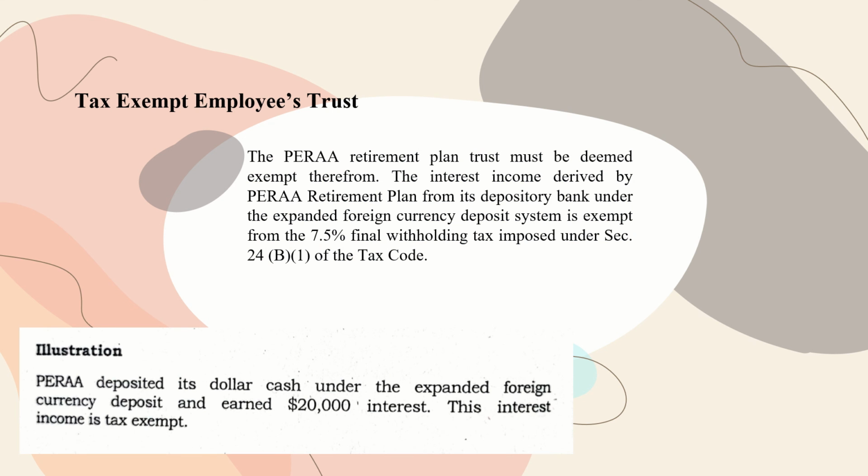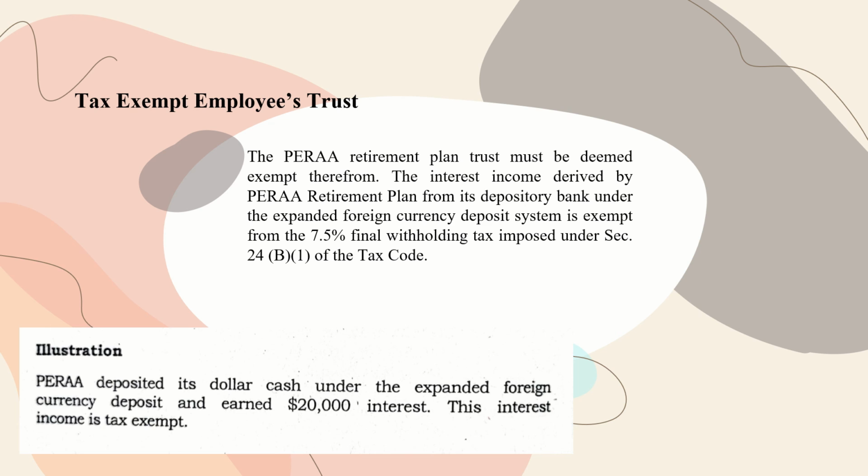Section 60B of the Tax Code specifically exempted employees' trust from income tax. It follows, therefore, that the PERAA retirement plan trust must be deemed exempt therefrom. The interest income derived by the PERAA retirement plan from its depository bank under the expanded foreign currency deposit system is exempt from the 7.5% final withholding tax imposed under Section 24B1 of the Tax Code.